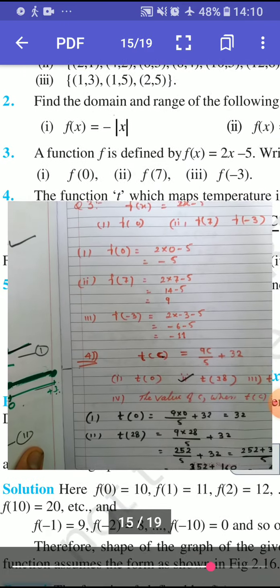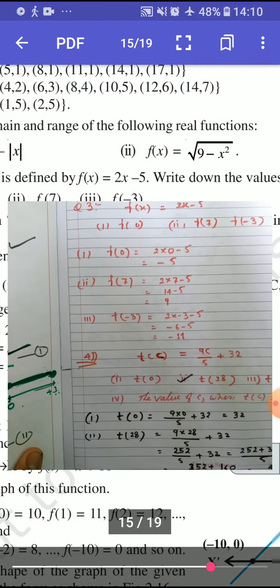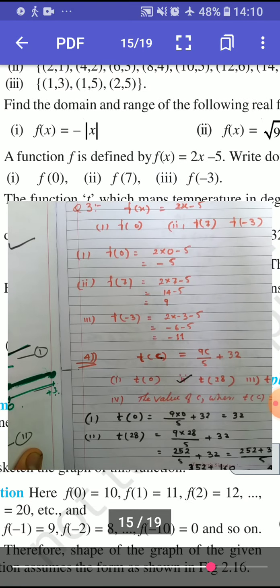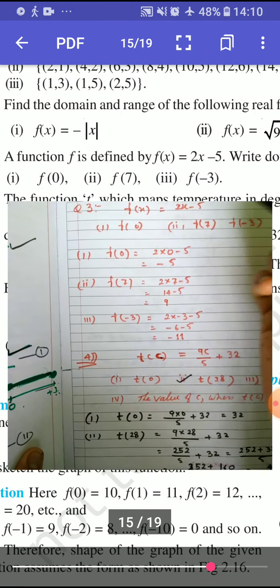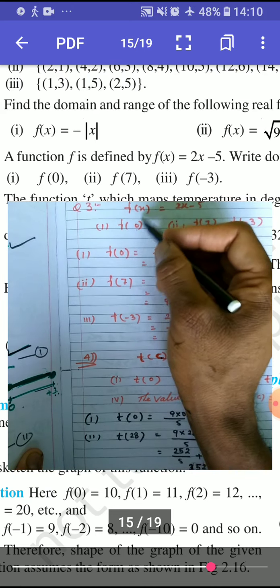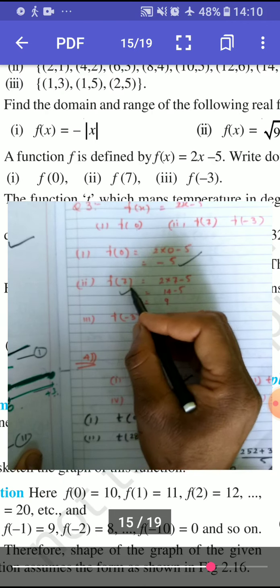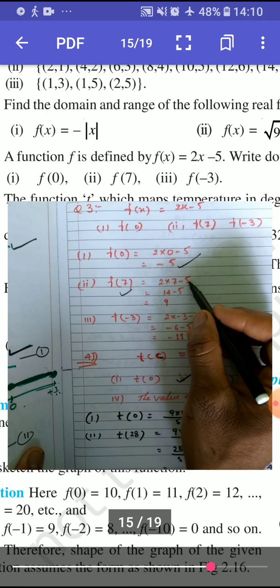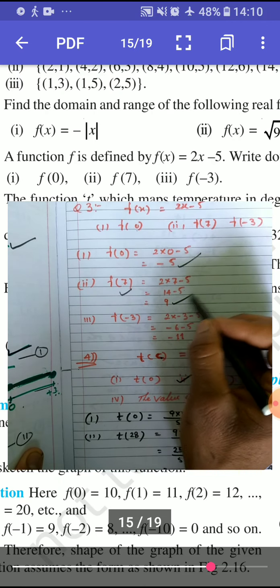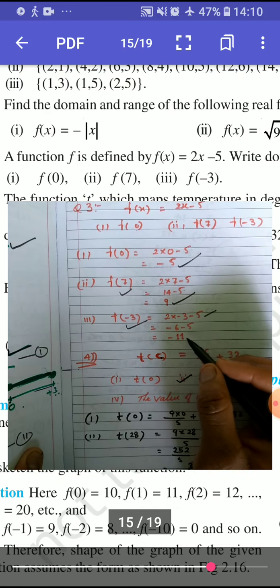A function f defined by f(x) equal to 2x minus 5, write down the value of f(0), f(7), f(minus 3). Very simple question. Whatever you put from the domain, you will get the result. If you put x equal to 0, you get 2 into 0 minus 5 equal to minus 5. If you put x equal to 7, you get 2 into 7 minus 5 equal to 14 minus 5 equal to 9. If you put x equal to minus 3, you get 2 into minus 3 minus 5 equal to minus 11.